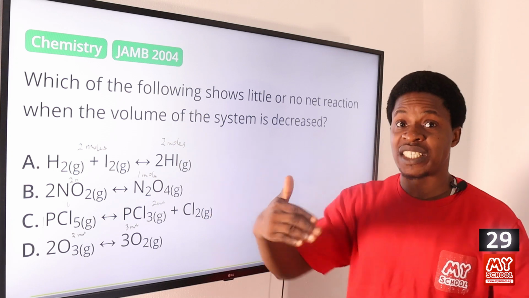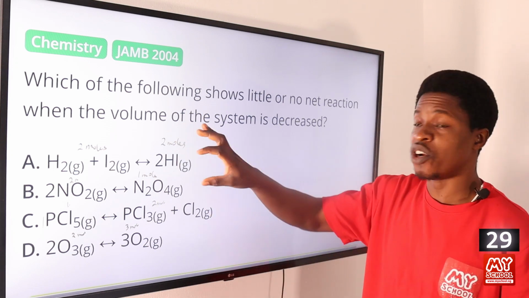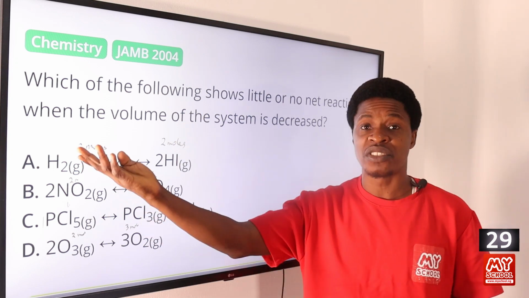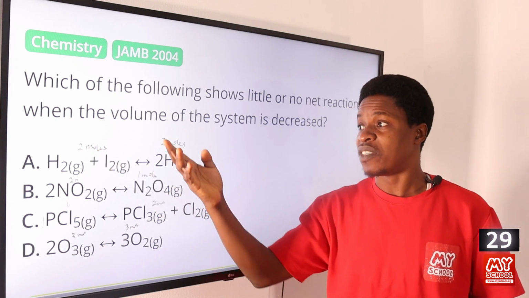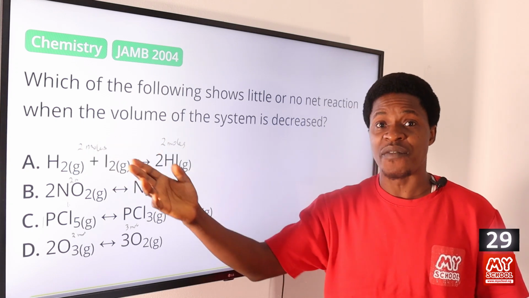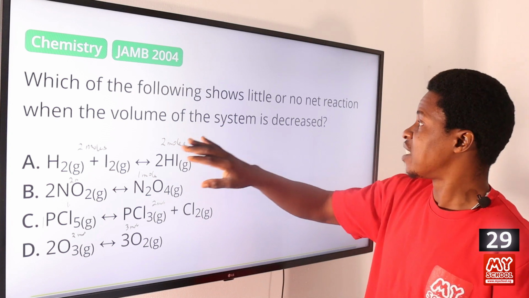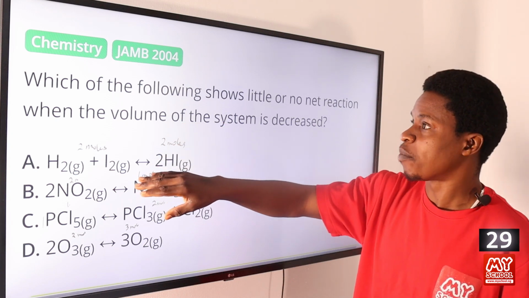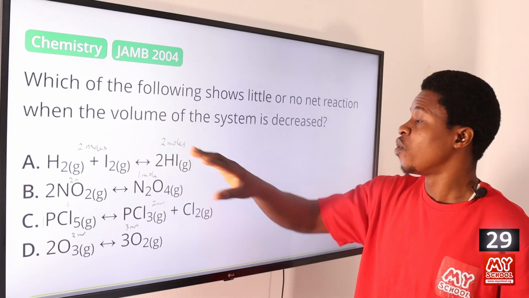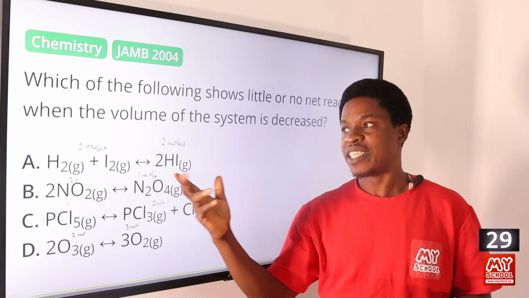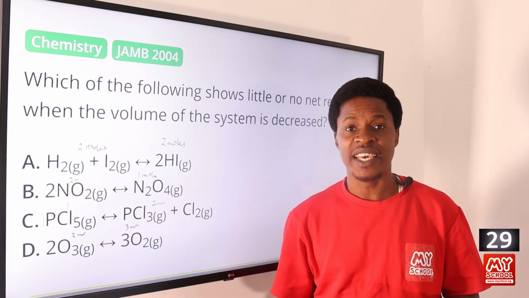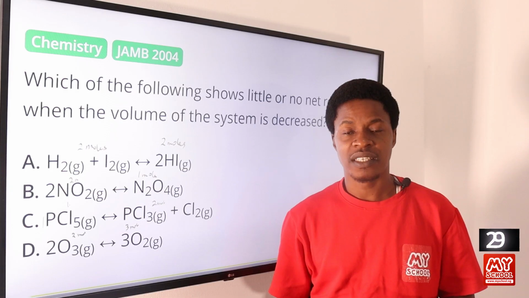So vice versa, the same thing happens when we're talking about the volume of the system. Because we have 2 moles on the left hand side, 2 moles on the right, considering the number of moles that we have here, a change in the volume of the system, if it is decreased, what happens? There will be little or no reaction at all in this. So because of that, option A is the correct answer.